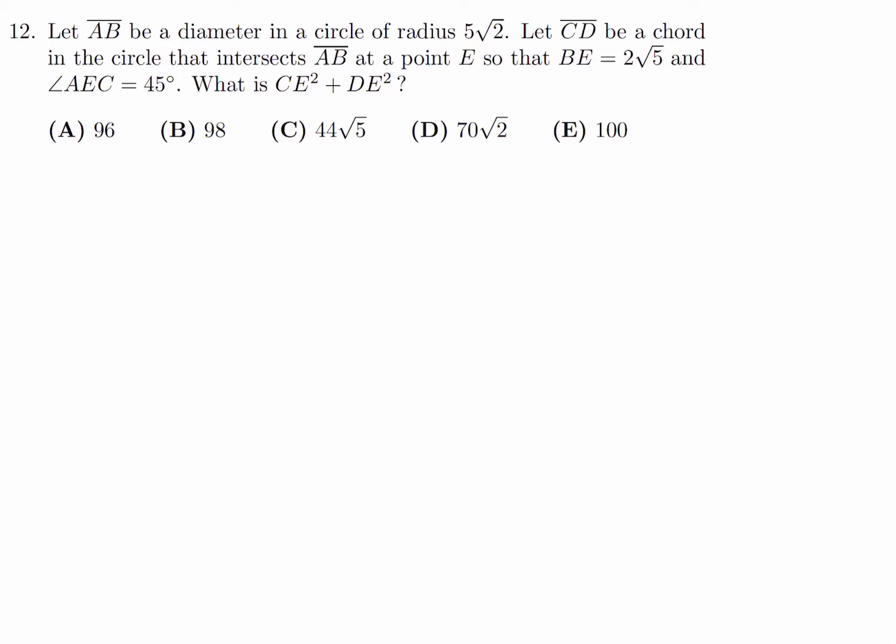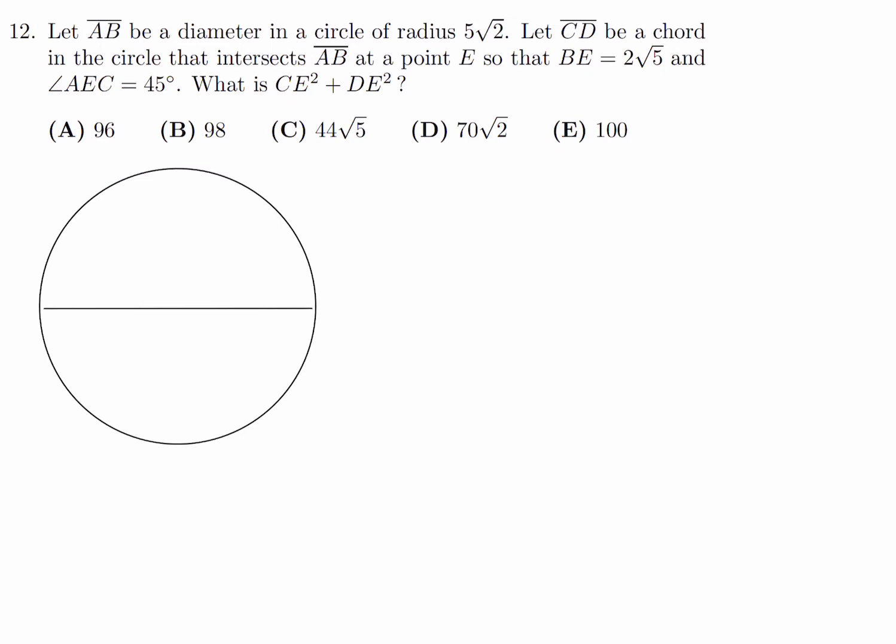Let AB be a diameter in a circle of radius 5 root 2. Let CD be a chord in the circle that intersects AB at a point E, so that BE is 2 root 5 and AEC is 45 degrees. What is CE squared plus DE squared? Let's draw a diagram.